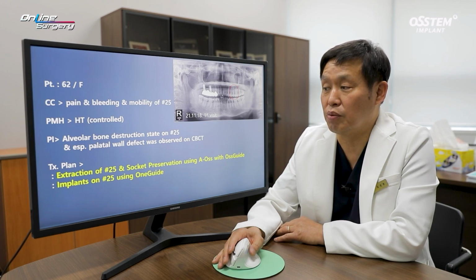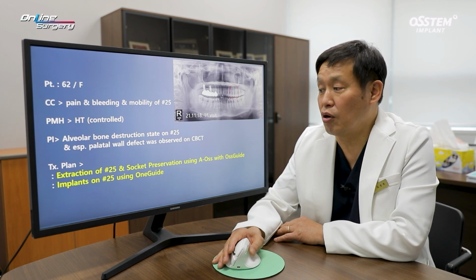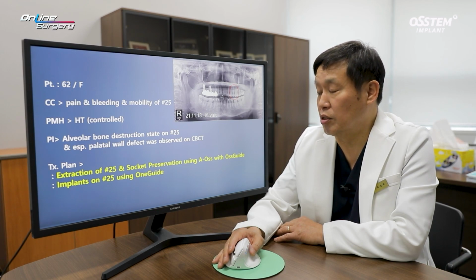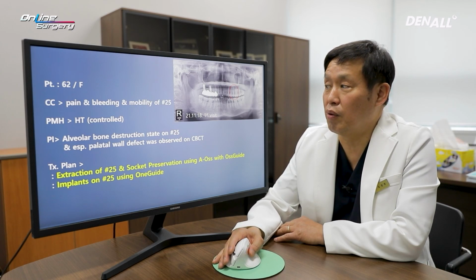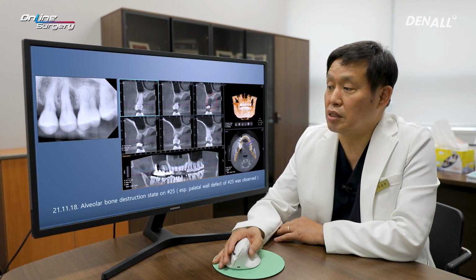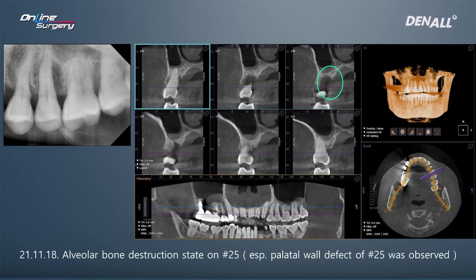Because the patient was in pain, we decided to extract number 25 and socket preservation was done. A Oss and Ossguide were used to do socket preservation. In number 25, the plan was to place the implant using one guide. On CT in number 25, you can see how the alveolar bone is destroyed, especially in the palatal region.